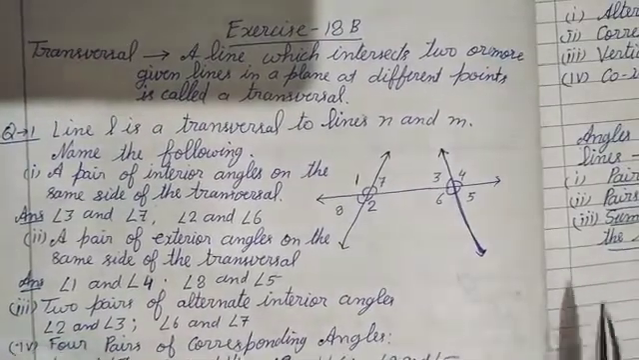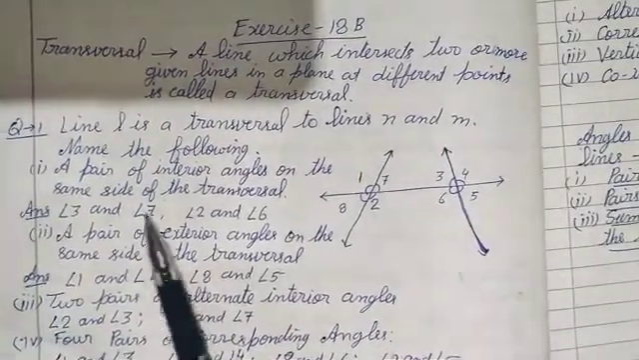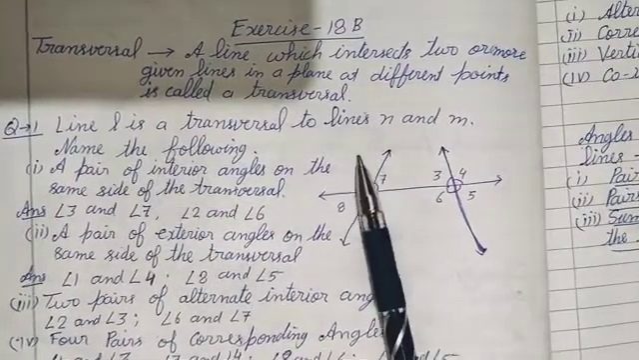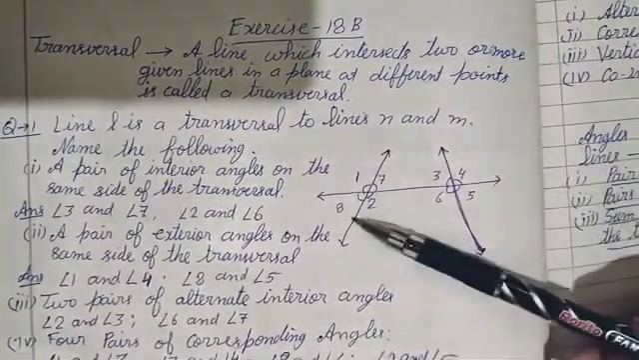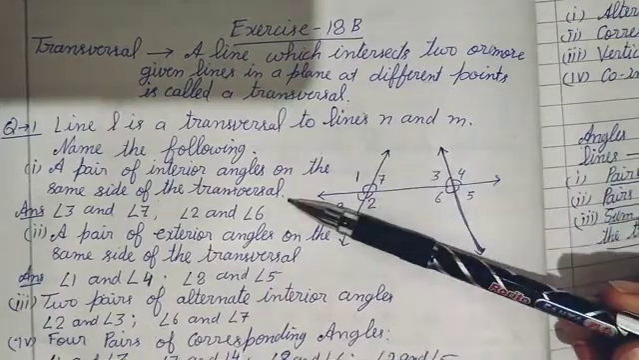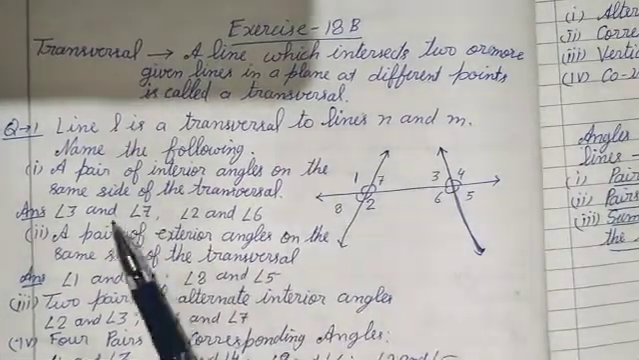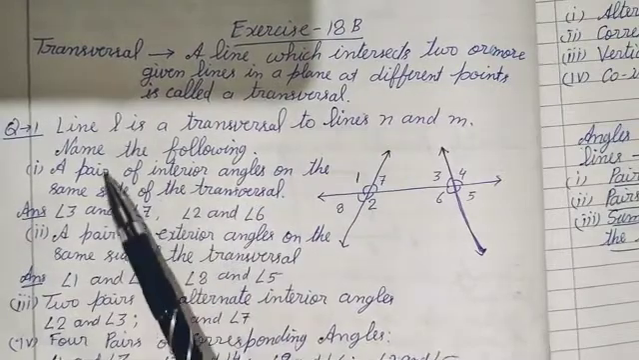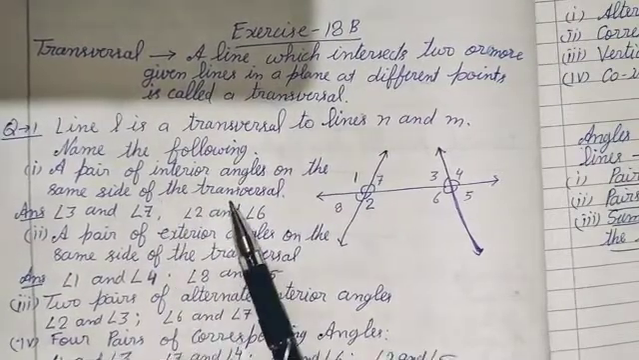Exercise 18b. First question: line L is the transversal to lines N and M. Here are the two lines N and M and L is the transversal. Name the following. A pair of interior angles on the same side of the transversal. The pair of the interior angles on the same side of the transversal.